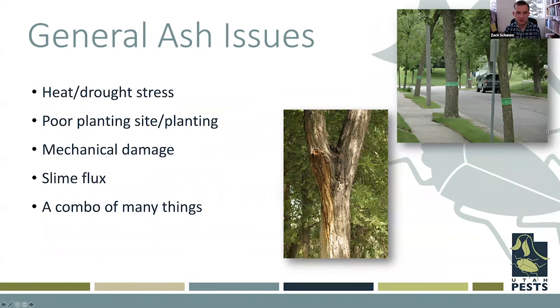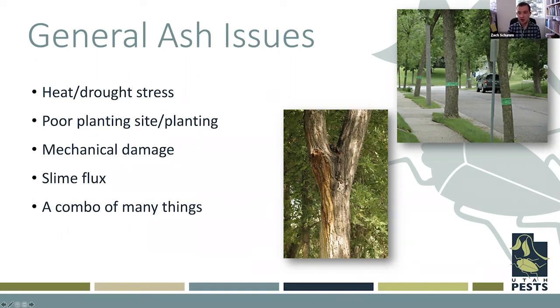So again, I can't stress enough though that other ash issues tend to be the primary problem with ash trees. And this goes with most trees, not just ash. If we have trees submitted and people think that there's some sort of insect problem, it tends to be something like drought stress or heat stress. It's something that could be improved with planting. So if it was planted too deeply or if it was planted in the wrong location. Mechanical damage from lawnmowers, weed whackers, anything that is causing damage to the bark. A lot of these can cause a lot of similar symptoms to emerald ash borer. So you really want to focus on this.